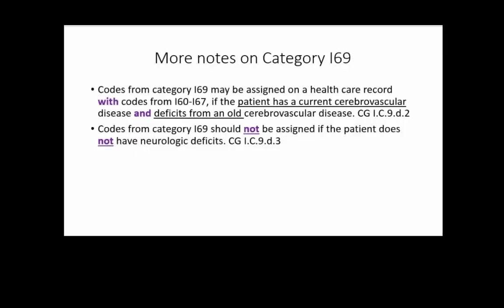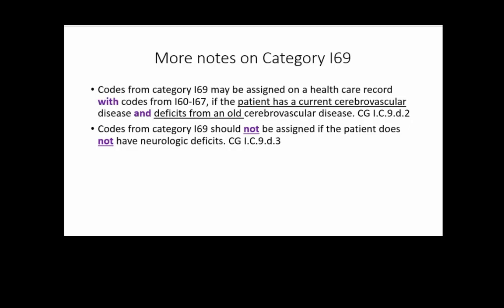This is more notes on category I-69. Codes from category I-69 may be assigned on a healthcare record with codes from I-60 through I-67 if the patient has a current CVA and deficits from an old cerebrovascular disease. So the patient has a previous stroke with right hemiplegia, then he comes in with another stroke, and now he's got left hemiplegia. The left hemiplegia with the current stroke is not going to be an I-69 code. The old stroke is going to be the I-69.